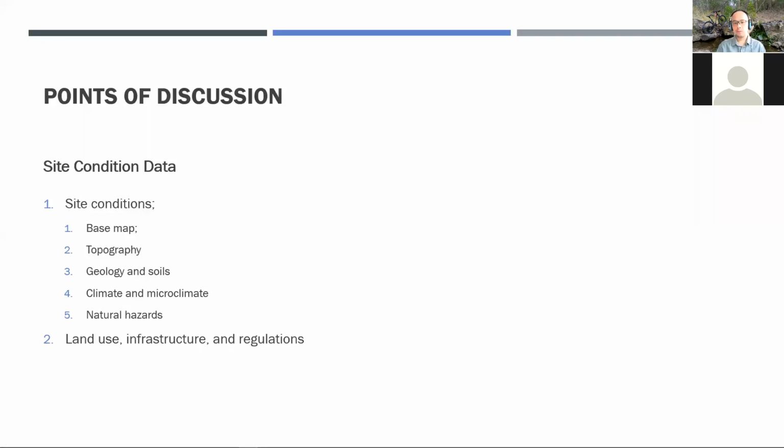For this session, I'll focus mainly on site condition data, such as topography, geology and soils, climate and microclimate, and then natural hazards. Next week, we'll talk about other site conditions that you need to be mindful of, and I'll also talk a little bit about land use, a bit about infrastructure, and touch on regulations and standards. So this is where we are at the moment.